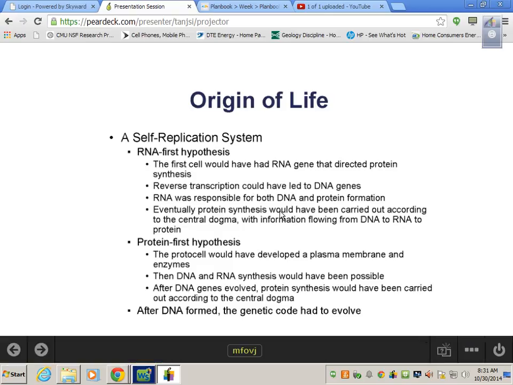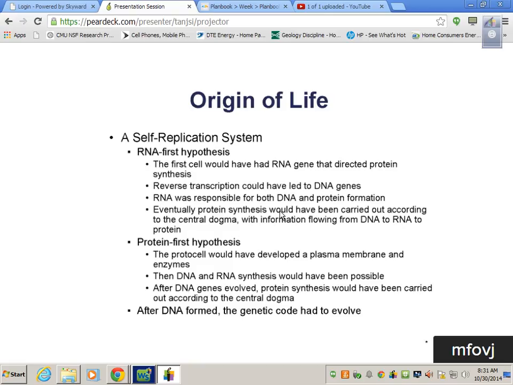So the protein first hypothesis. That first one is what if RNA came first? This one now says what if protein came first? The protocell would have developed the plasma membrane and enzymes. Okay, so we understand that, much like a lysosome inside of our own cells. And then DNA and RNA synthesis would have been possible. Now, after DNA genes evolved, protein synthesis would have been carried out according to the central dogma. Again, copying DNA onto RNA and so on out to a ribosome. And after DNA formed, the genetic code had to evolve.